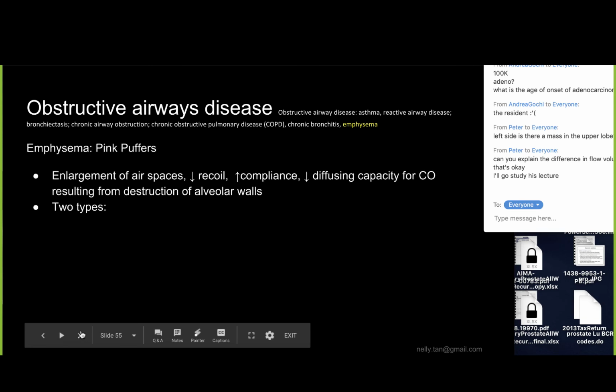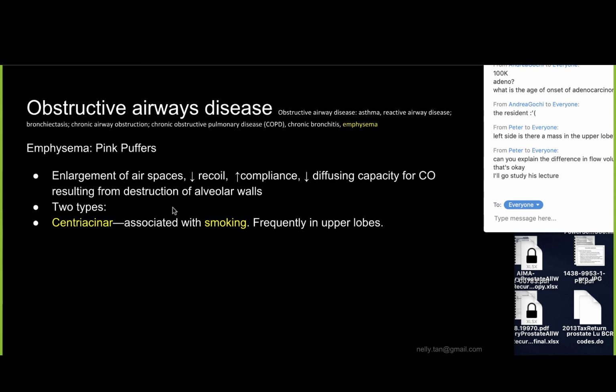So this is another type of airways obstruction, emphysema. This is due to the destruction of the alveoli, so they're not really elastic anymore. They lose their recoil. Even though there's a lot of air within the alveoli, it's not squeezing well, so you're not able to breathe out very well.